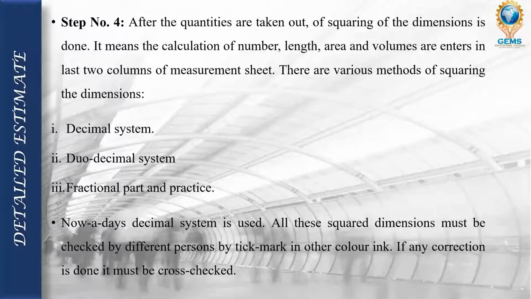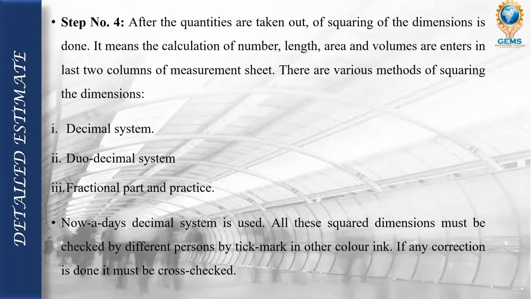Step 4: after the quantities are taken out, squaring the dimensions is done. Squaring the dimensions means the calculation of number, length, area and volume, entered into the columns of the measurement sheet. These are the various methods of squaring. Next we have to do the squaring. Squaring is nothing but the calculation of length, area, volume and number.